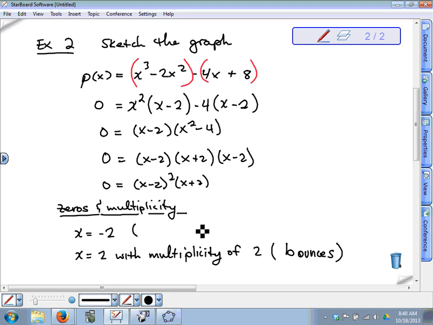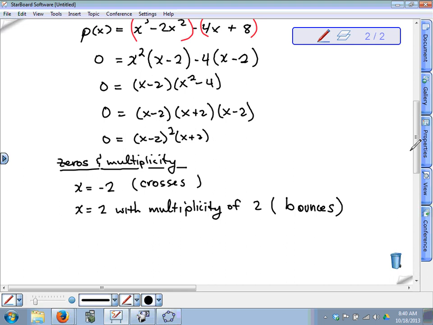What about this one here? Am I going to write the word crosses or bounces? This one crosses through because it doesn't have a multiplicity that's even. It has a multiplicity that's odd. Okay, there's step 2, finding the zeros. Look back at your notes. What's step 3? Find the y-intercept. We just found x-intercepts, so it makes sense to find the y-intercept.